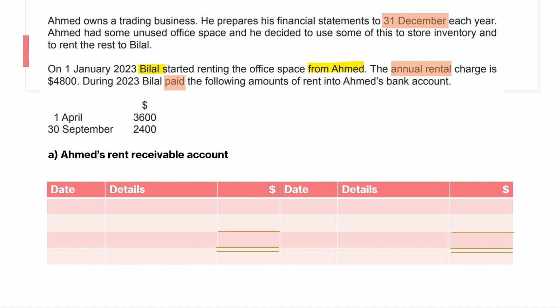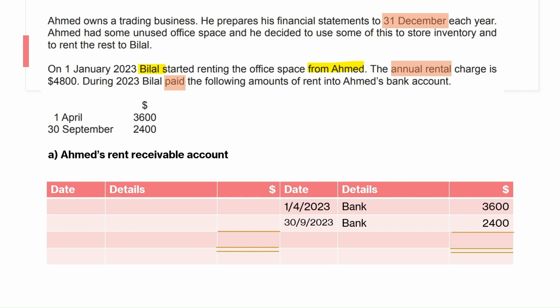So first of all, we can start with the payments received by Ahmed from Bilal. When you receive money, the amount in the bank account will increase, and bank is an asset. So asset increasing means you debit the bank account and you credit the rent receivable account, which is an income account. So over here on 1st of April, in the rent receivable account, you will credit bank 3,600. Similarly, the same entry with 2,400 on the 30th of September.